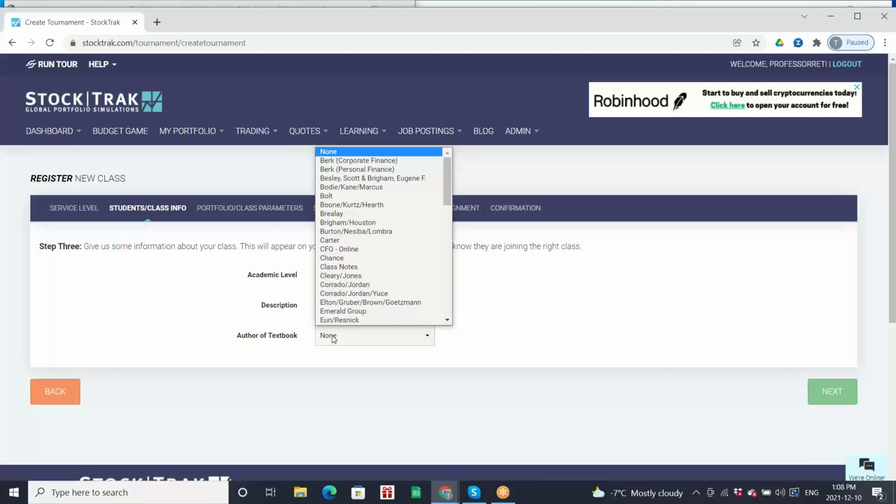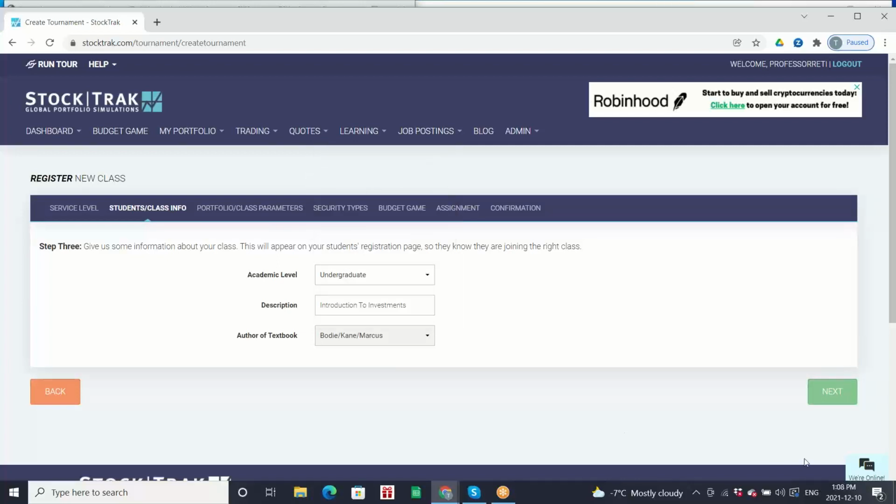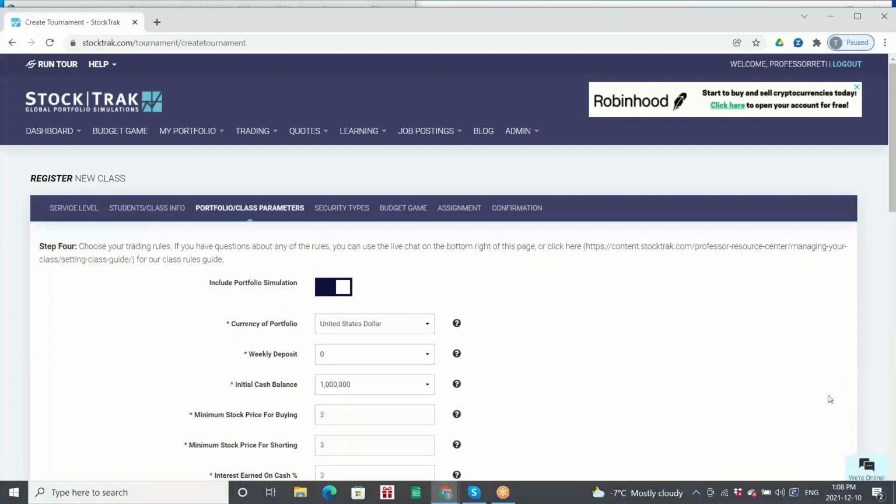StockTrak has a lot of great co-registration offers with various textbooks, where a student purchases a particular textbook. There may be a discount associated with it, but generally we're just keeping statistics on the most frequently used textbooks by colleges and professors in our community. I'll say it's the Bodie, Kane, and Marcus book. If the student purchases that book, there is a discount, so it's important when the student registration occurs that you tell them to put in the book code they'll find in the book when they register. So I'm going to go next.